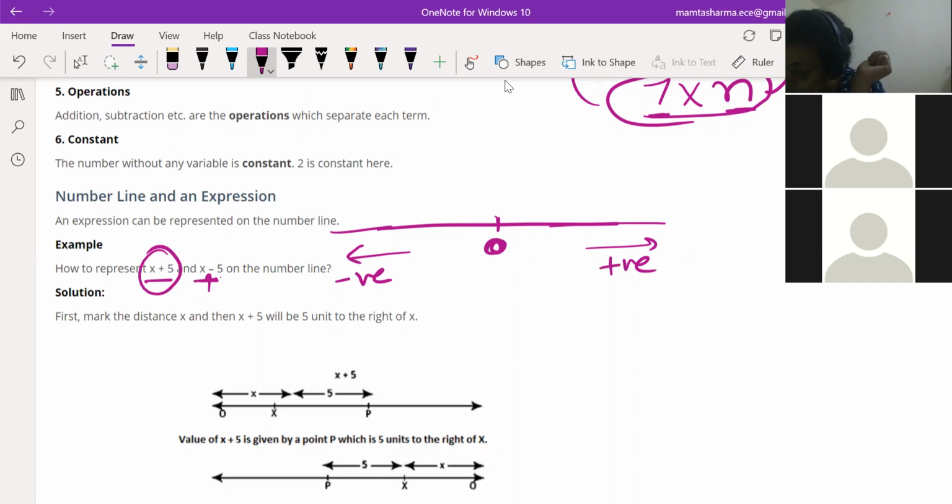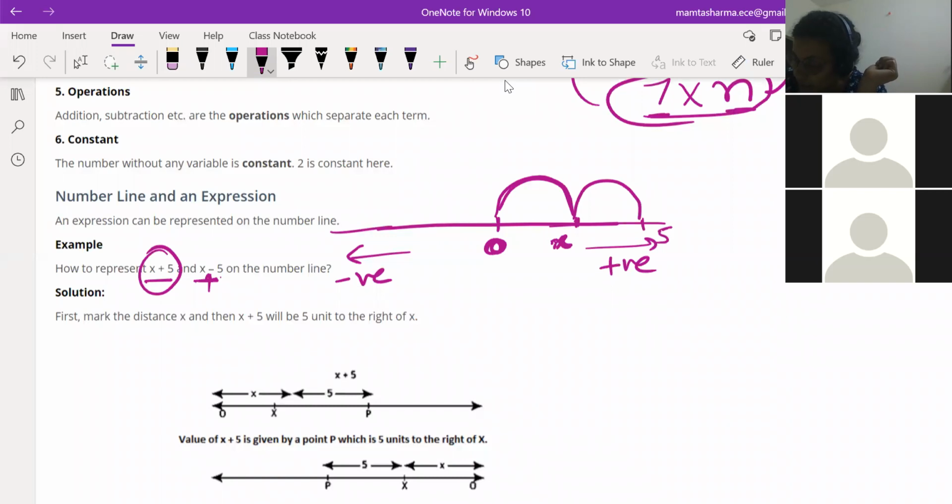X is unknown. So we can take x somewhere here. Okay, so this would represent x and plus 5. You can take 5 here. So x plus 5, you are adding 5 to x. So you have to go in the same direction.